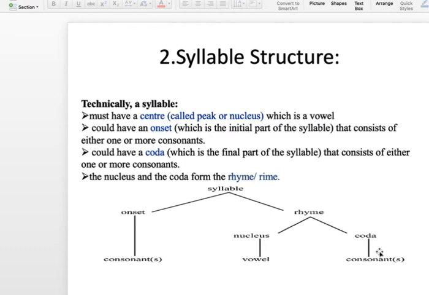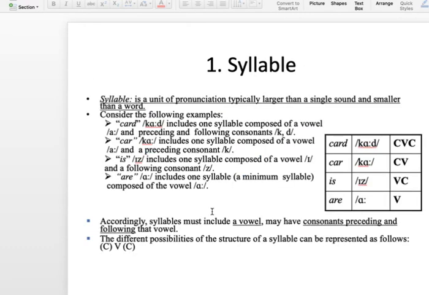I'm sure so far there is nothing difficult. You just need to concentrate. Now let's see. I want you to name various parts. So what is onset in this example? Card. Onset is the kha sound.